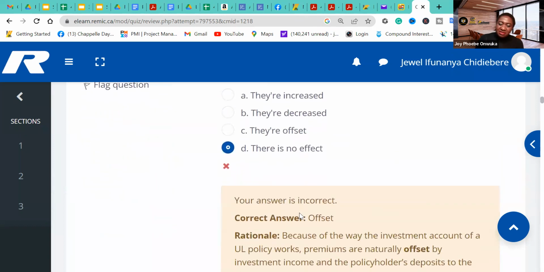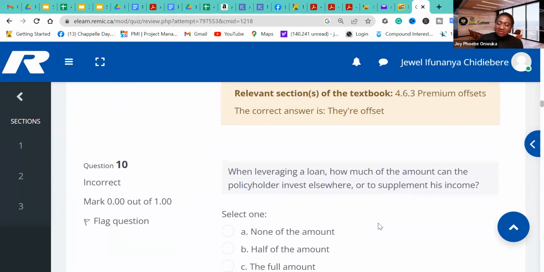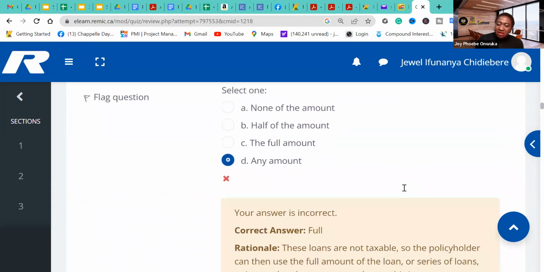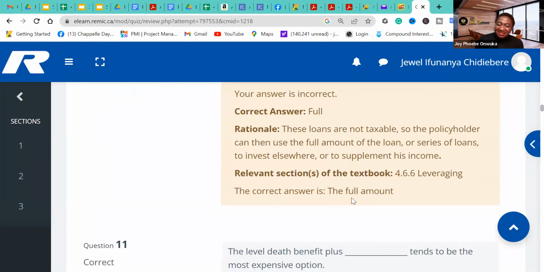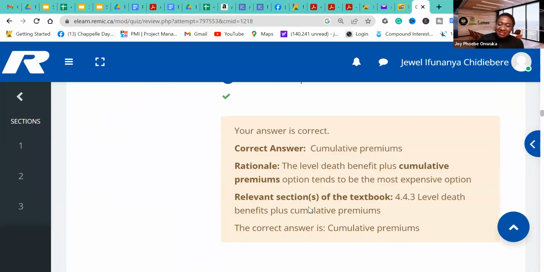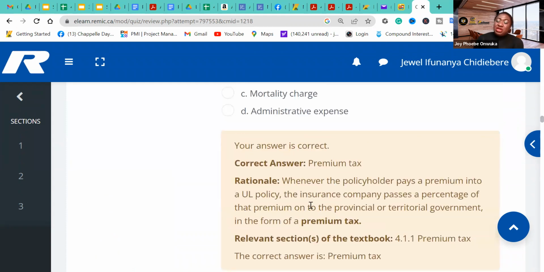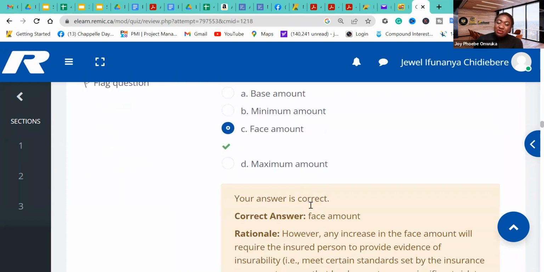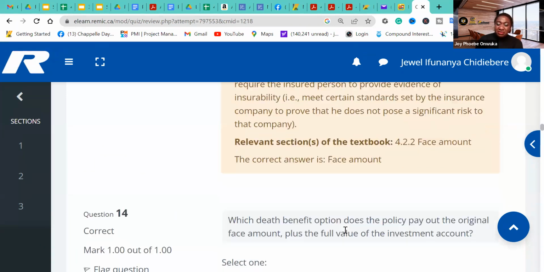Again, this one. Uh-oh. Okay, please pause it and read the rationale, please. Okay. Again, back to back. This one, when leveraging a loan, how much of the amount? Okay. Oh, the answer is one. Okay, please pause it, read it. Okay, now we got this on cumulative premiums. Okay, and we got this on premium tax. I recommend you pause this and read it line by line, because especially the rationale, even though we get it right, force yourself to read the rationale, okay?